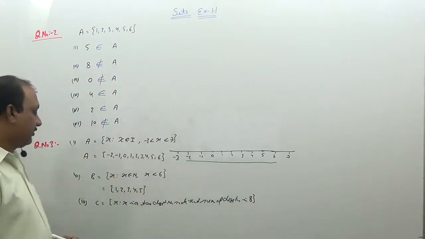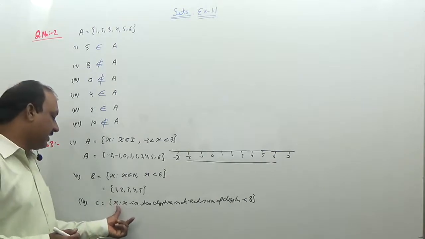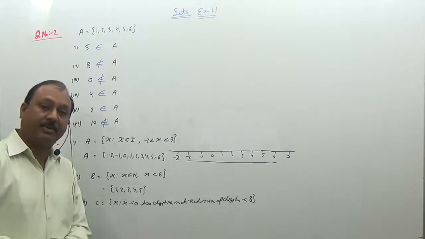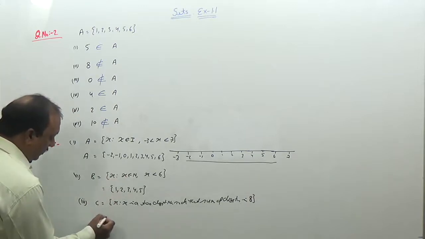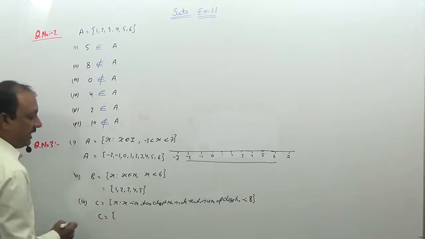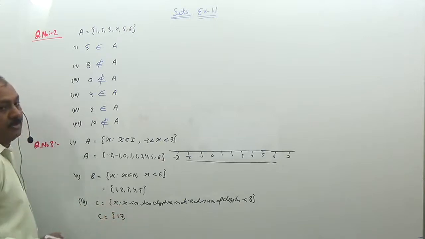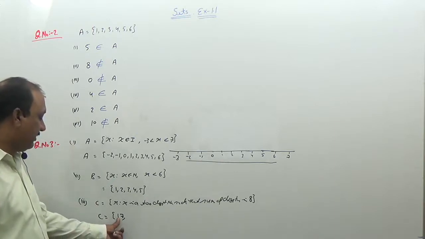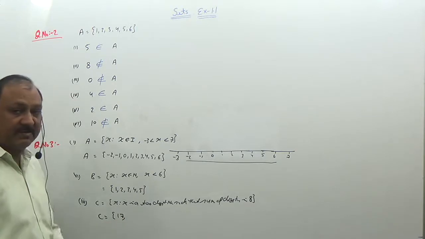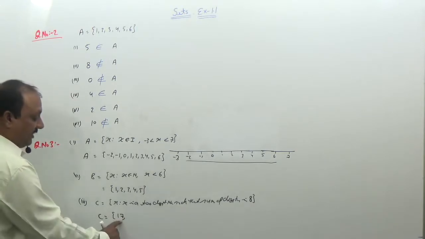So this is a set builder form of a set which is denoted by C, and x are the elements such that x is a 2-digit number and the sum of the digits would be equal to 8. So the first element we can write down as 17, because 17 is a 2-digit number in which one digit is 1 and the second digit is 7. So when we add both the digits, 1 plus 7 is 8.